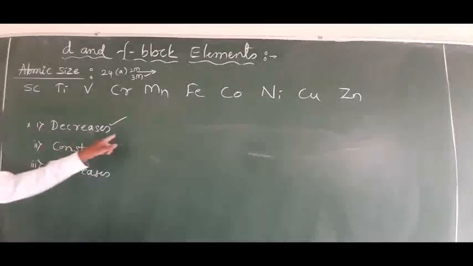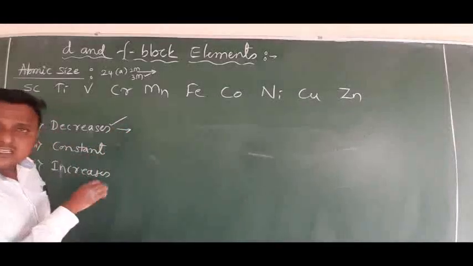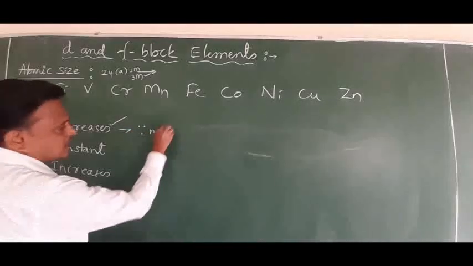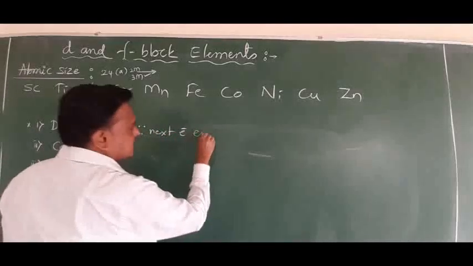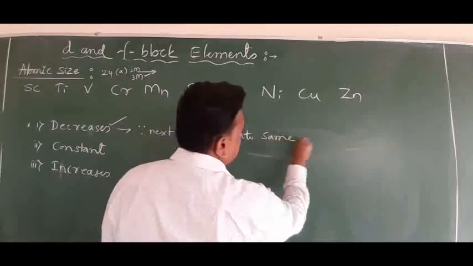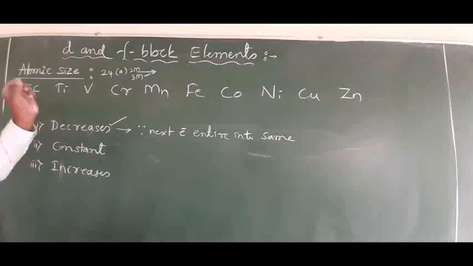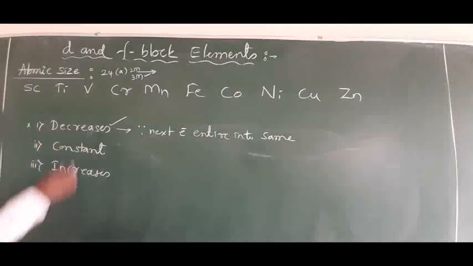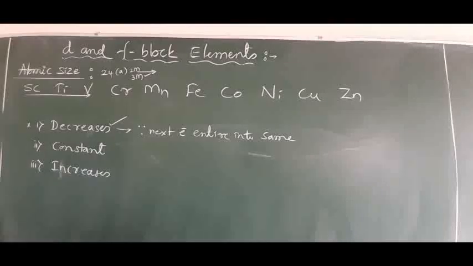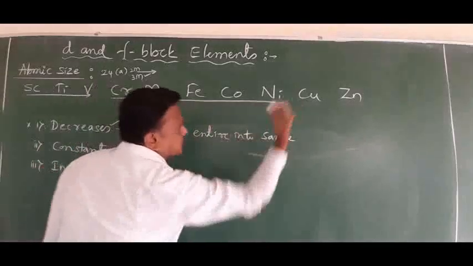Sir, why does it decrease? Our answer is ready. Why does it decrease? Because the next electron enters into the same orbital. Yes, the next electron is entering into the same orbital, so the atomic size decreases. Once atomic size decreases, after vanadium, from chromium onwards, it becomes constant, friends.